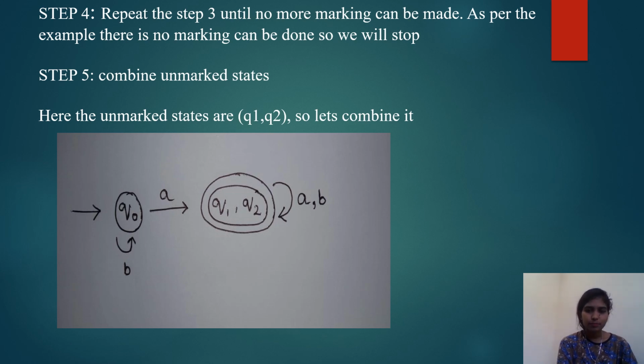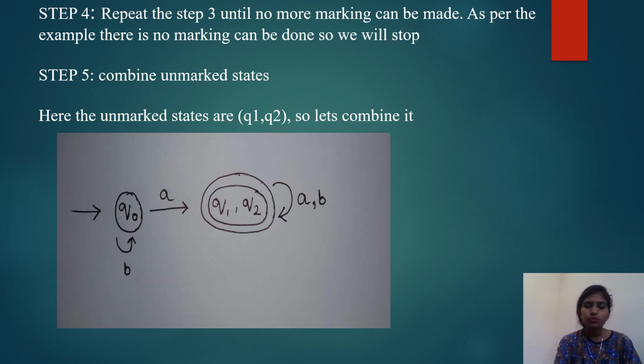These are the examples for minimization of DFA. And what is meant by minimization of DFA? It is the process of reducing a given DFA to its minimal form, and it contains the minimum number of states. The DFA in the minimal form is called the minimal DFA.